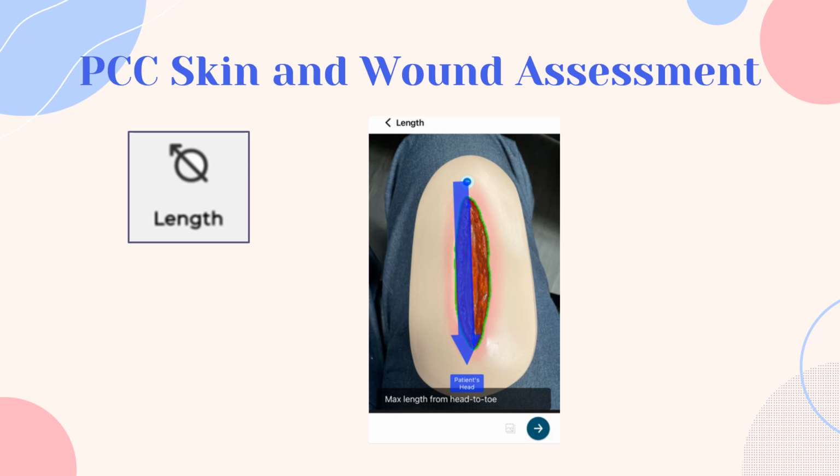Tap on Length at the bottom of the screen to set the positioning of the resident during the photo. Move the arrow to indicate the direction of the resident's head in relation to the wound. Tap the right pointing arrow when finished. Setting the direction of the resident's head assists the next nurse in ensuring consistency in photographing the wound.